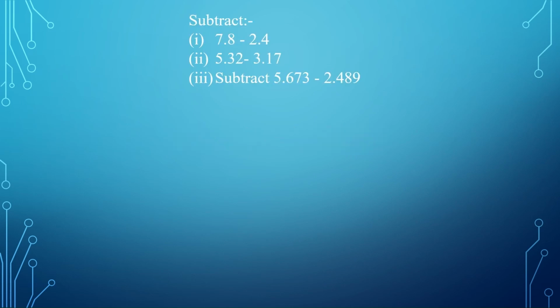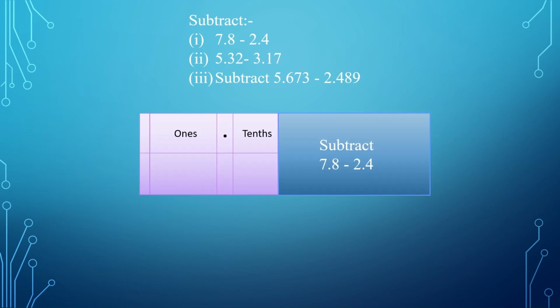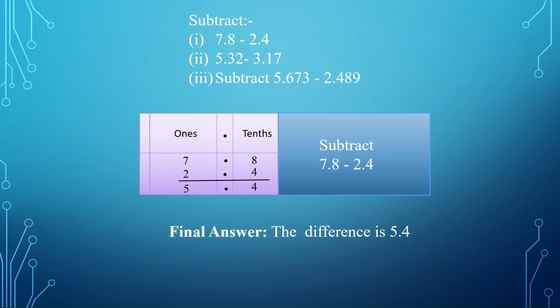Subtraction of decimals using place value chart. I shall take 3 examples now here, out of which first one and third one I shall show you, and we'll do 7.8 minus 2.4. 8 minus 4 is 4 decimal, then 7 minus 2 is 5. Therefore the difference is 5.4.